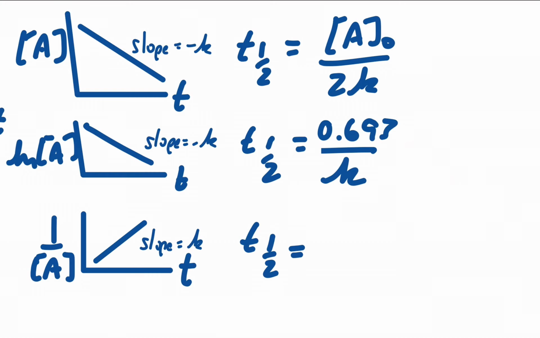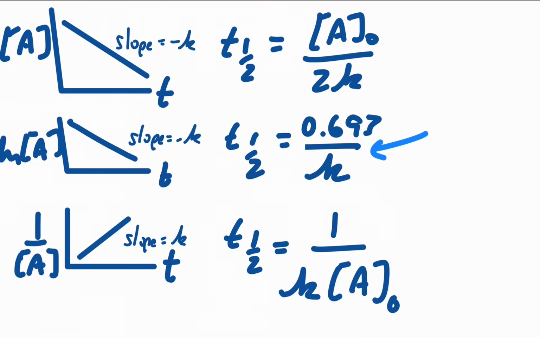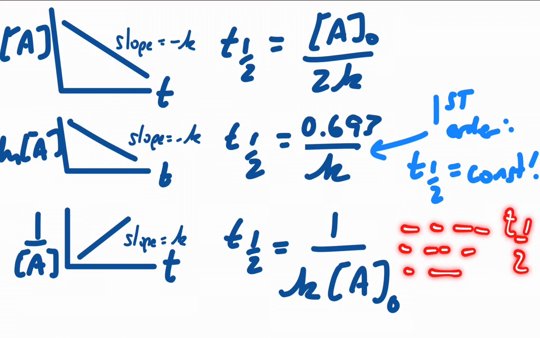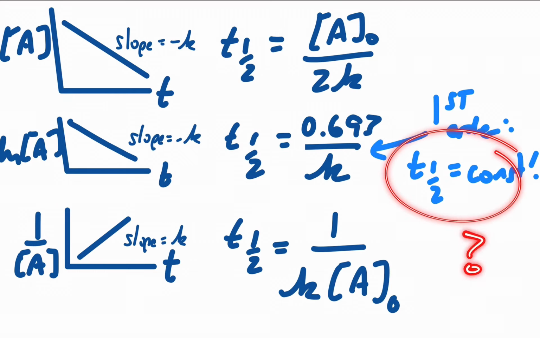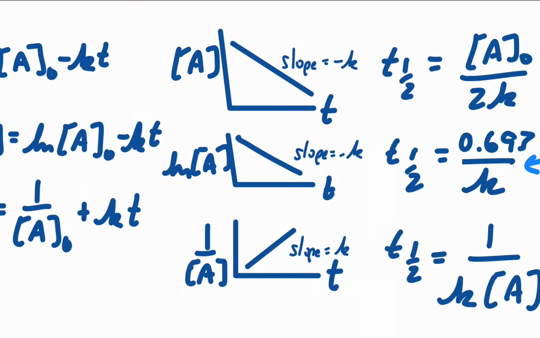And for the second-order process, it's 1 over the rate constant times the initial concentration. It's worth mentioning only for first-order is half-life constant. And that is something that comes up a lot when students are asked to look at data related to some type of experiment and analyze some amount of data with respect to half-life. If the half-life is constant, you know it is a first-order process. That is not true for the others.